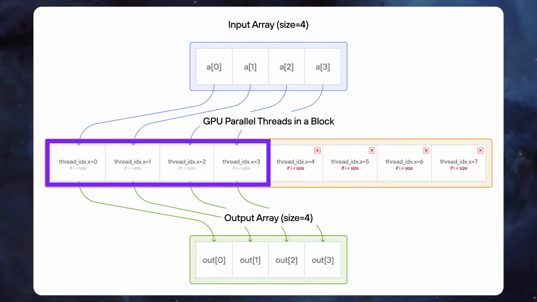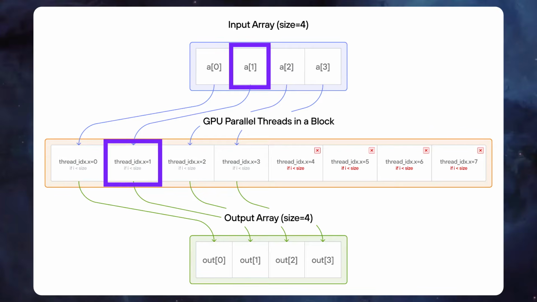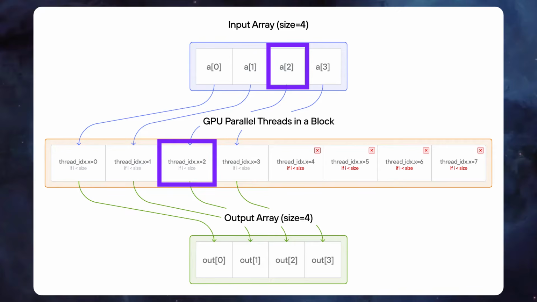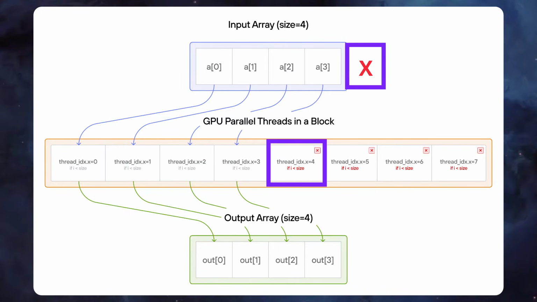Here, threads 0 through 3 have valid data to process. Thread 0 processes array index 0, thread 1 processes array index 1, thread 2 processes index 2, thread 3 processes index 3. But what about threads 4, 5, 6, and 7? They don't have corresponding data. If they try to access memory at indices 4 through 7, they'll be reading and writing beyond the array bounds. Think of it like this. You have 4 desks in a room, but 8 workers show up. 4 workers have desks and can do their job. The other 4 need to recognize that there's no desk for them and just wait.